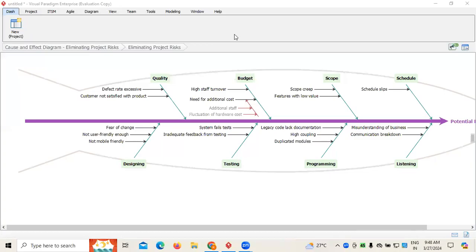Hi. In today's video, I'm going to discuss the cause and effect diagram, because whenever we are working on any projects, there are multiple risks involved. That risk can be a schedule risk, a budget risk, an operational risk, or a regulatory risk, all that.